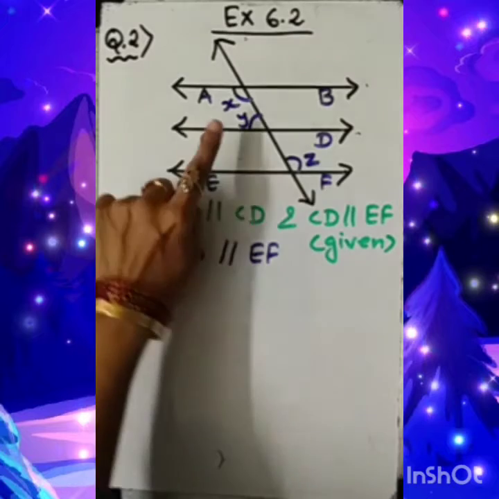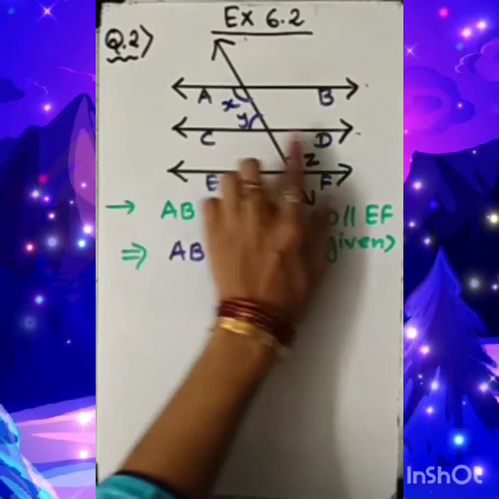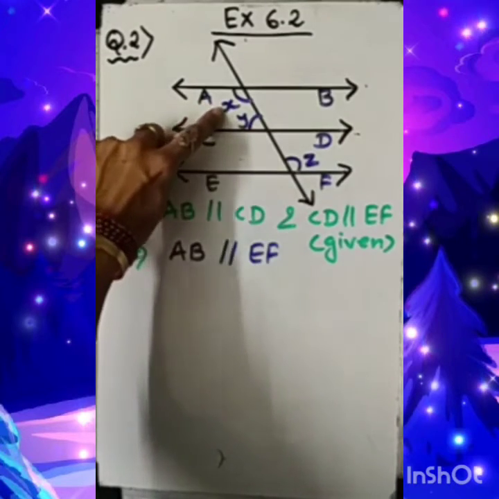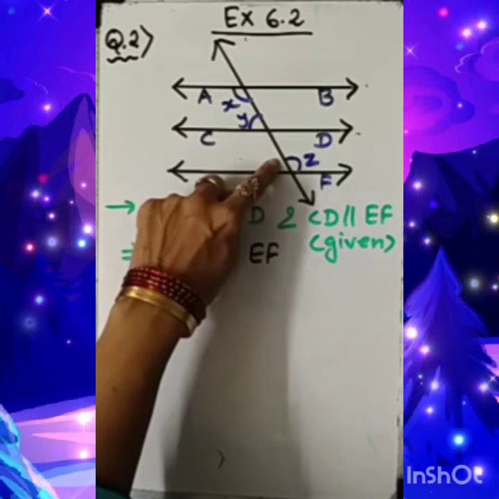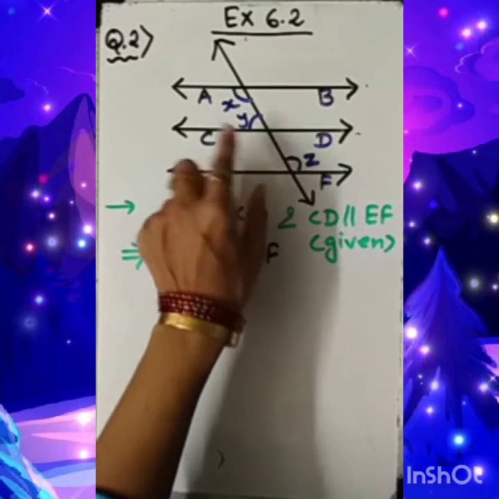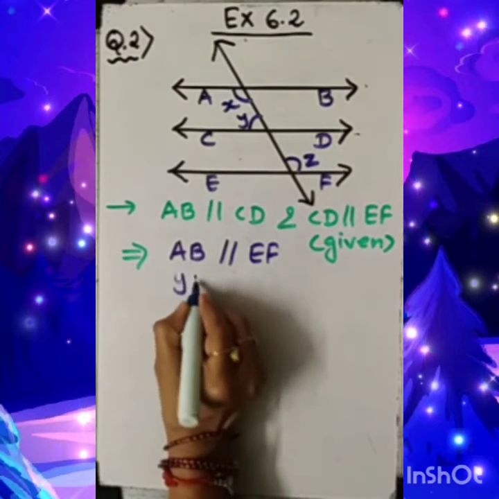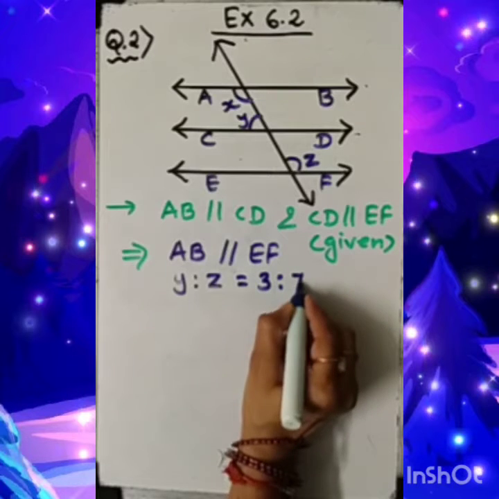So what will be the relationship between this x and z at that time? If we forget this CD line is not given, then x and z are alternate interior angles. Correct. Now, we do not know the value of this thing. But in place of that, we are given some ratio of the angles here, y is to z, that is equal to 3 is to 7.